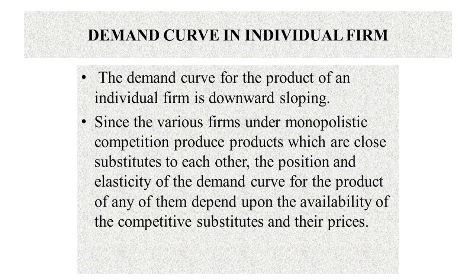Now, the demand curve in an individual firm. The demand curve for the product of an individual firm is downward sloping. Since the various firms under monopolistic competition produce products which are close substitutes to each other, the position and elasticity of the demand curve for the product of any of them depends upon the availability of the competitive substitutes and their prices. Therefore, the equilibrium adjustment of an individual firm cannot be defined in isolation from the general field of which it is a part.